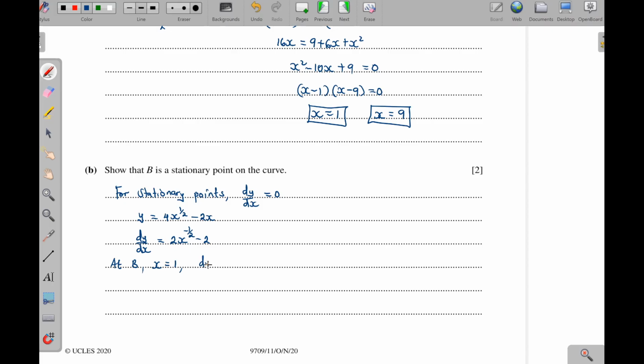Then what will be now the value of dy/dx? This will be 2 over, I can take this one down using rules of indices, the square root now of 1, minus 2. Square root of 1 is a 1, then 2 over 1, that is a 2, minus 2, that will be a 0. So therefore, B is a stationary point because dy/dx is equal to 0. So B is a stationary point, and that is that.